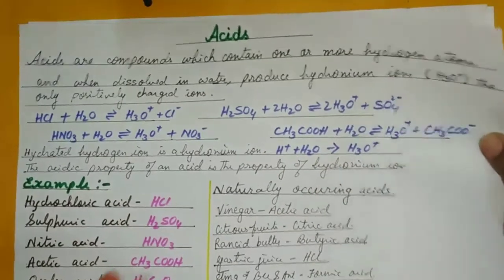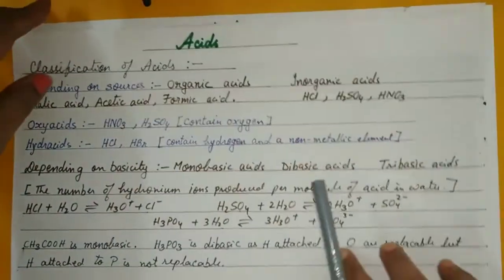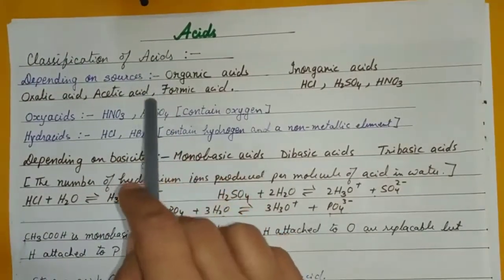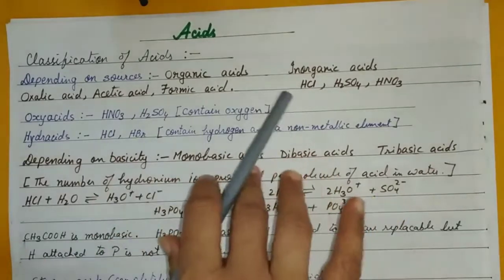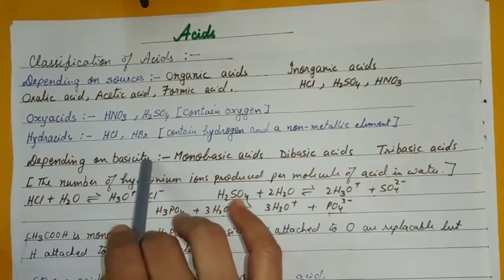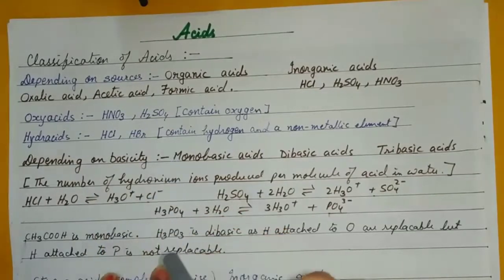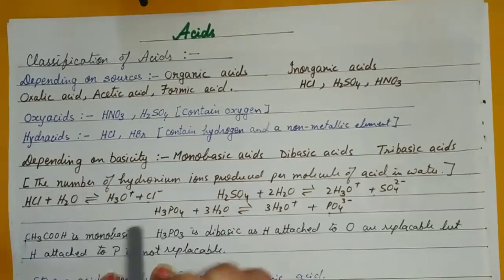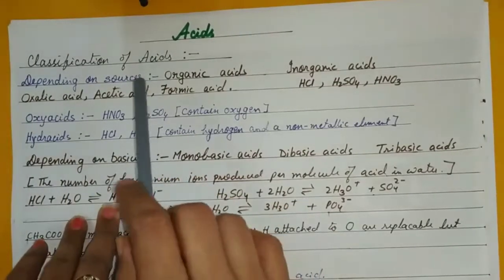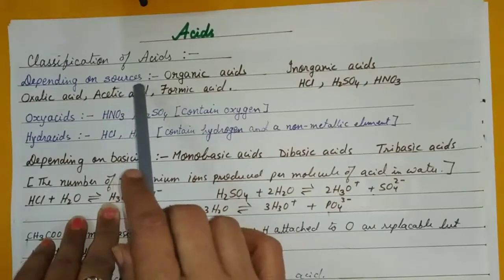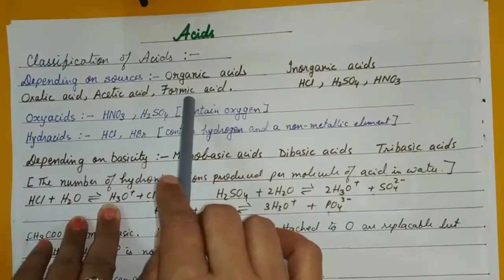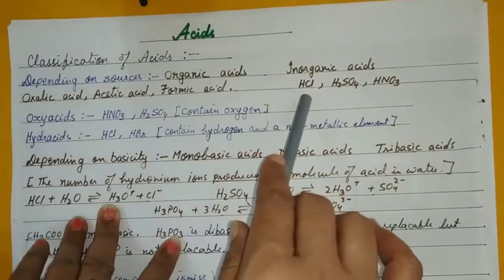Okay, now next slide. Now we come to classification of acids. Acids can be classified on the basis of many things: basis of their strength, basis of their sources, basis of the amount of water present, basicity. There are many things. So the first thing that I have noted down here for you all is sources. That means whether it's an organic acid or an inorganic acid.